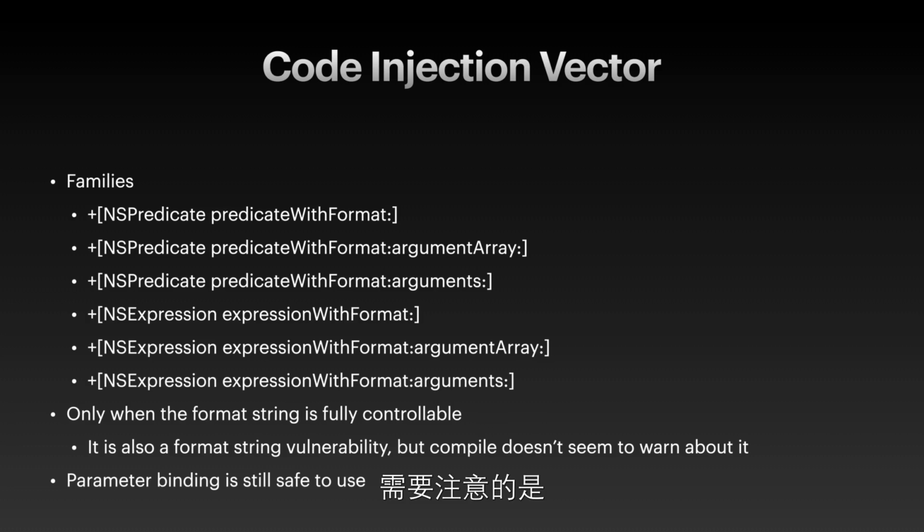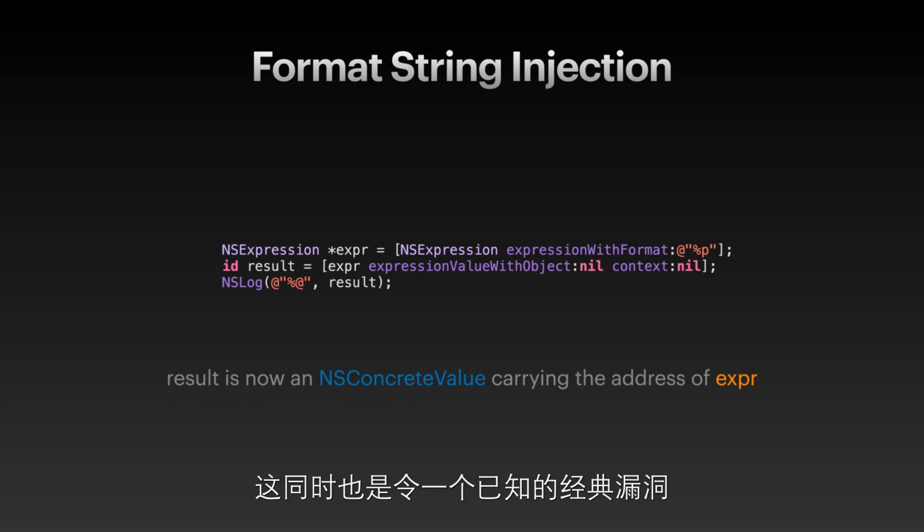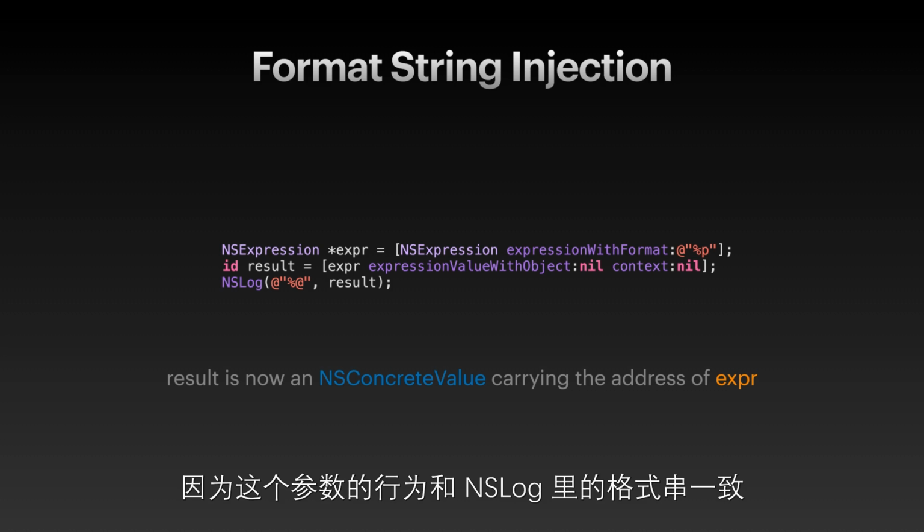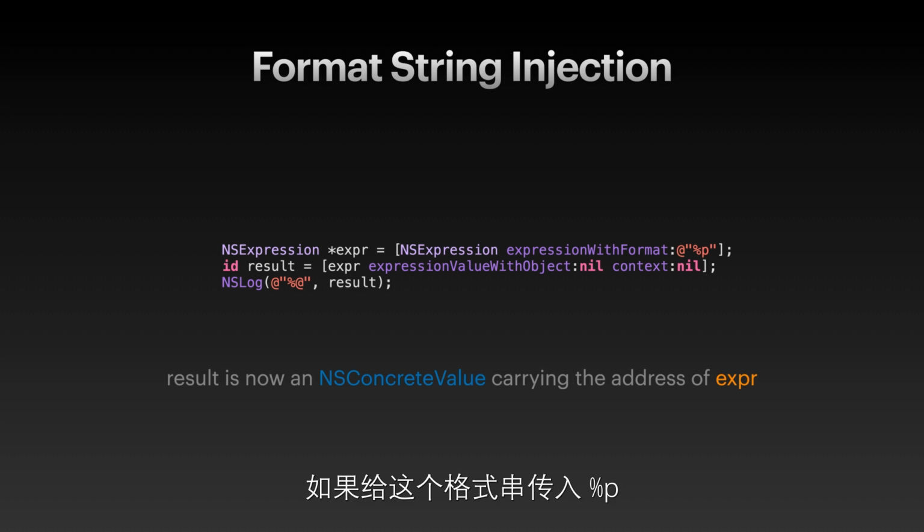One more thing is that when we can fully control the format string, it is an old bug because it is a real format string after all. For example, if we feed this %p to an NSExpression, it will actually return the address of the first argument, which points to this NSExpression instance. So the classical format string attacks are available in this function, and the compiler doesn't warn us about it.